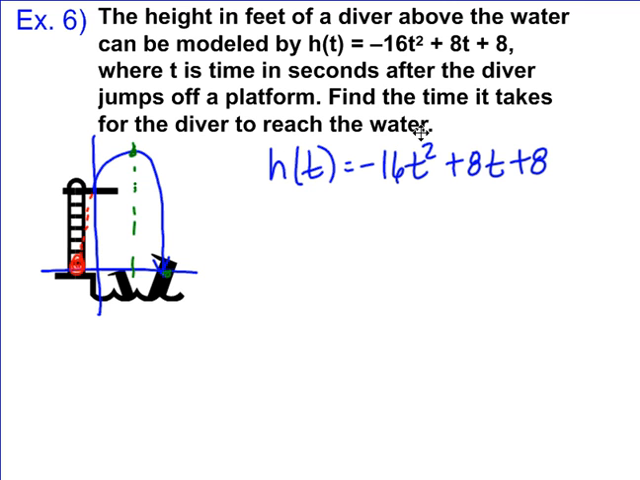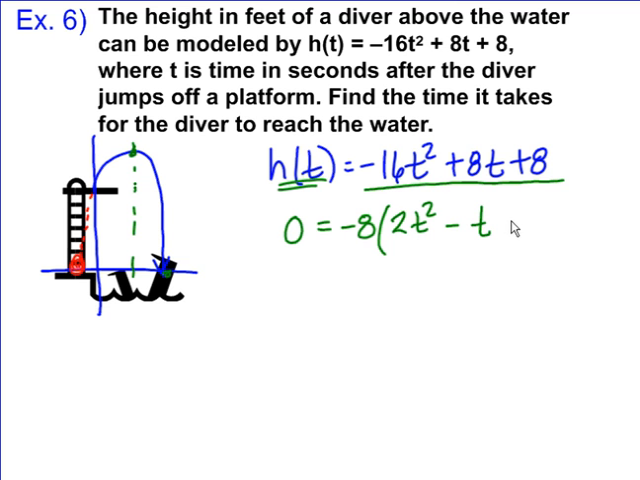So since we want the time it takes for the diver to reach the water, that height's going to be 0. And what we're going to do is take a look at this side and say, what's our greatest common factor? Hopefully we realize it's 8, and I want to factor out a negative 8 because I don't like that first term to be negative. So that's going to leave behind 2t squared minus t minus 1. If we multiply that, it will get us back to where we were.